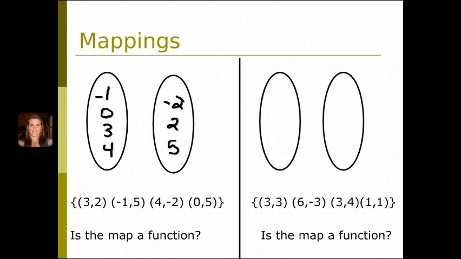And now we need to connect the matching ordered pairs. So we've got to do our matching here. Our first ordered pair is 3, 2. So we need to connect 3 and 2. The second ordered pair is -1, 5. So connect those two numbers. 4, -2. And then 0, 5. So, is this map a function? Well, yes it is, because no x values repeat.